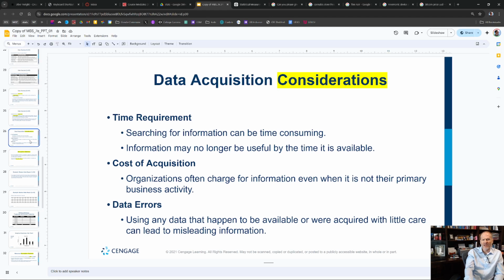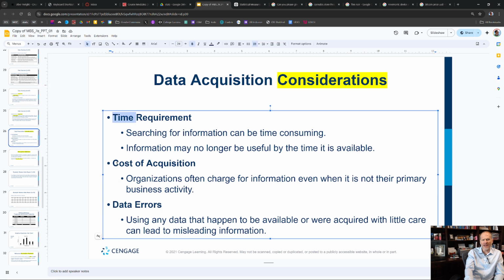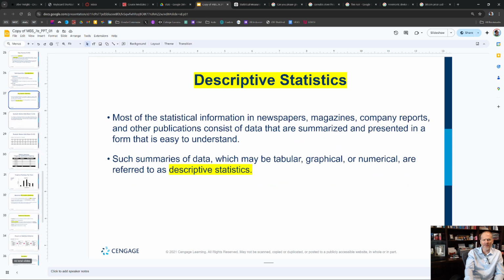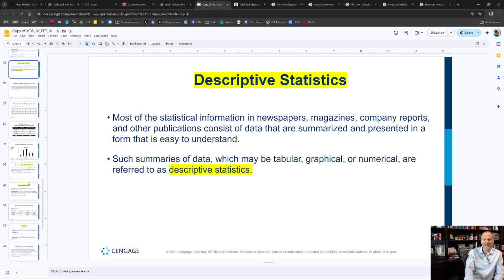And then there are some considerations for acquiring data. How long is it going to take you to acquire the data? How much will it cost? What kind of errors might be introduced in the acquisition process? You could pause the video and read through that. And then there is descriptive statistics.